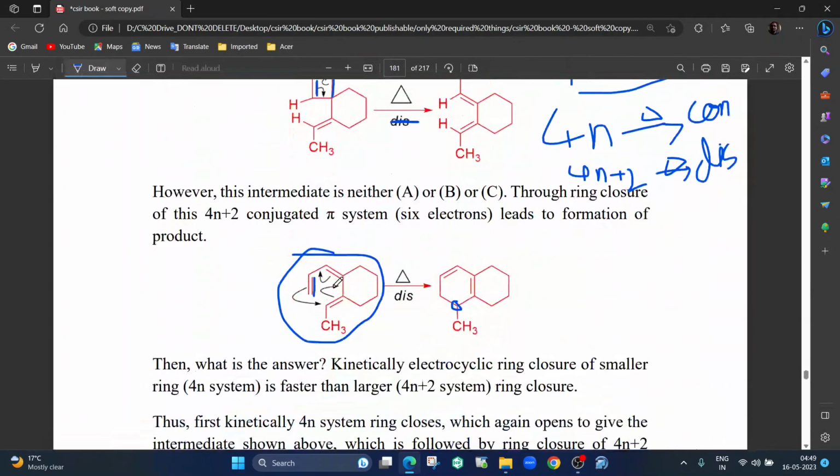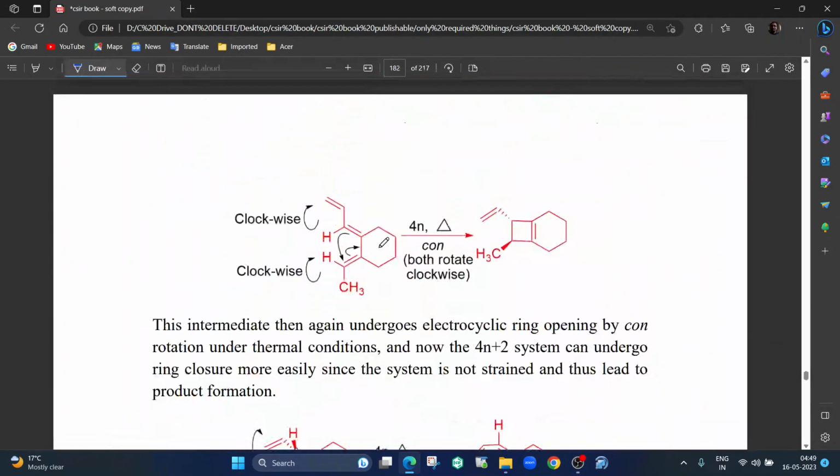Okay, ultimately it gives this. So what you have to understand is, initially it gives this conrotation and gives this. This intermediate is not of great significance because no stereochemistry is involved. They are asking for stereochemistry of the further. Now what happens, please understand, there are two kinds of system possible. 4n system also was possible, and 4n plus 2 system was also possible. We saw the 4n plus 2.